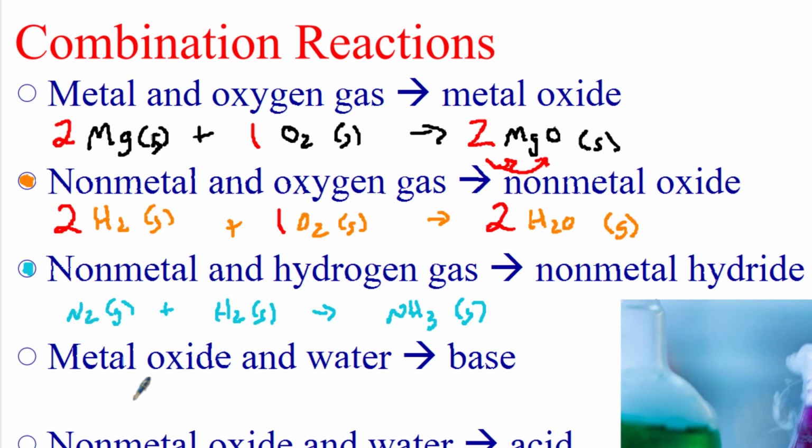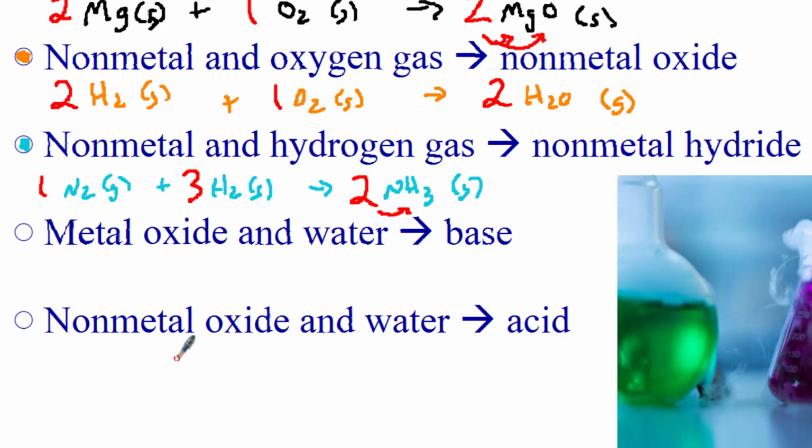I have two nitrogens at the beginning. I only have one at the end. So I'm going to put a big 2 there. So that balances my nitrogens. But my hydrogens are off. Do you see how we have 2 times 3 is 6 hydrogens? So I'm going to need a 3 here to make 6 hydrogens. And that gives me a 1 to 3 to 2 ratio for this combination reaction.